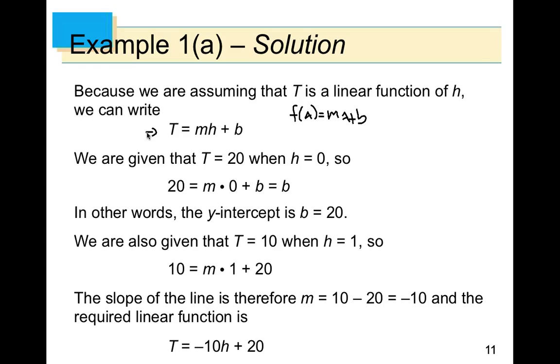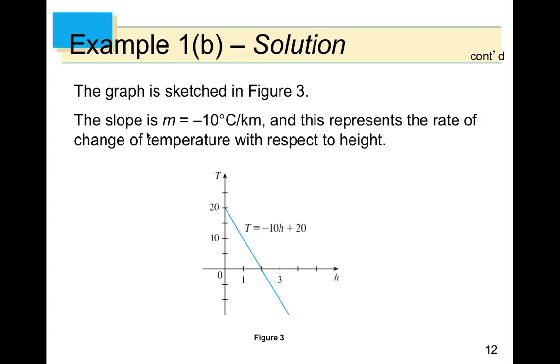This is a very nice linear model. What I can do from that is create a graph that will represent this function. So this is the graph of that function. The slope is negative 10 degrees Celsius per kilometer, and it represents the rate of change of the temperature with respect to height. So for every kilometer that you increase in height, you decrease by 10 degrees.